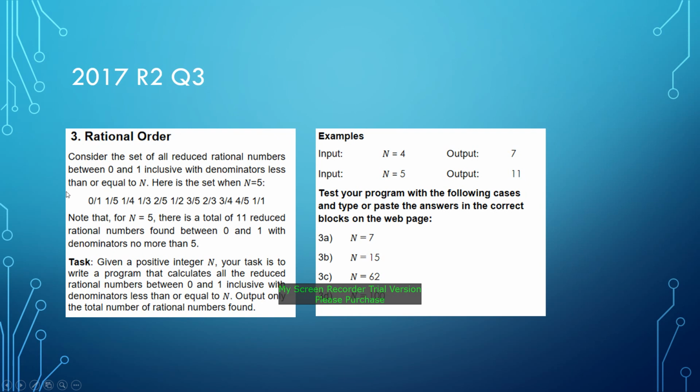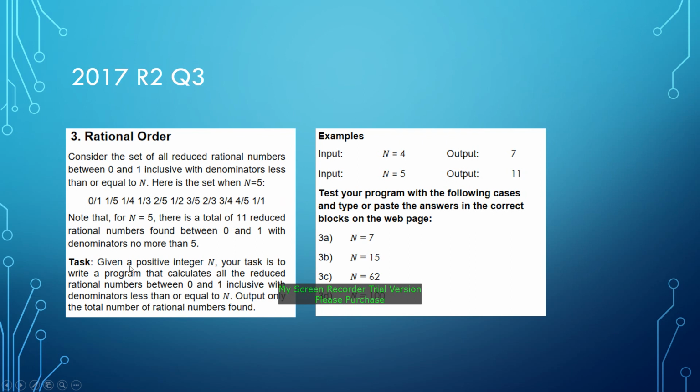Number 3, rational order. Okay, so consider the set of all reduced rational numbers between 0 and 1, inclusive, with denominators less than or equal to n. Here is the set when n is 5. So that means we want all the rational numbers between 0 and 1 with denominators less than or equal to n. So for this, the denominator can be a max of 5. Right. So then we just want to see how many of these numbers there are.